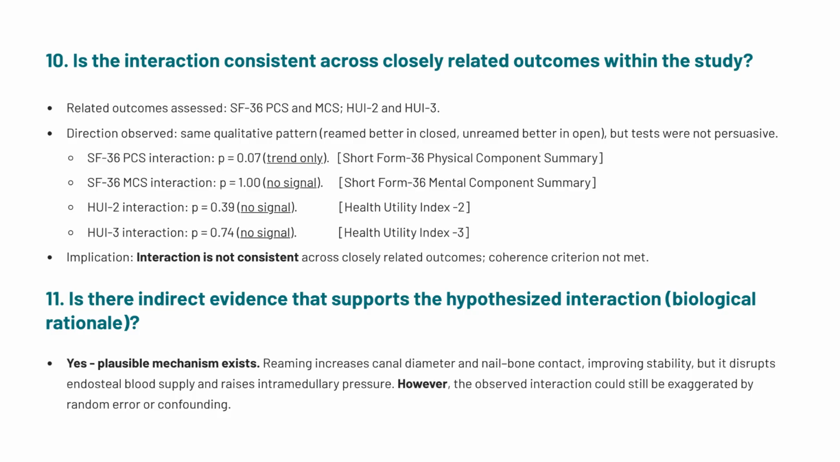For question 11, we can ask whether a plausible mechanism supports the hypothesized interaction. Here, reaming enlarges the canal and improves the nail-bone contact, which increases stability, but it also disrupts the endosteal blood supply and raises intramedullary pressure. In open fractures, where soft tissue and perfusion are already compromised, preserving blood flow with an unreamed nail is biologically appealing. This mechanism offers indirect support for the observed pattern, while still requiring caution, because the mechanism alone is not confirmatory.